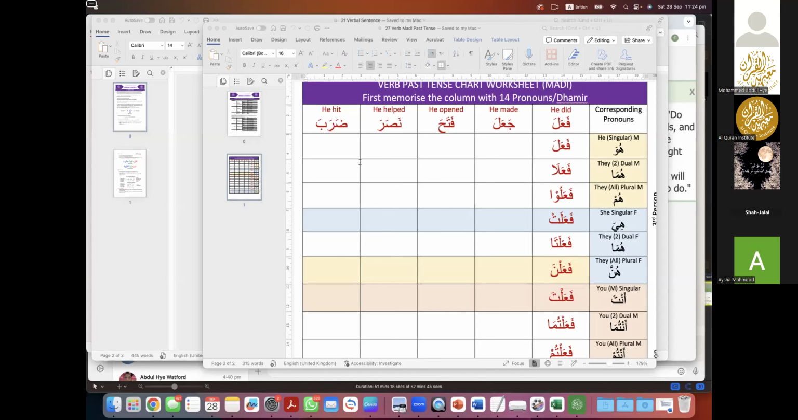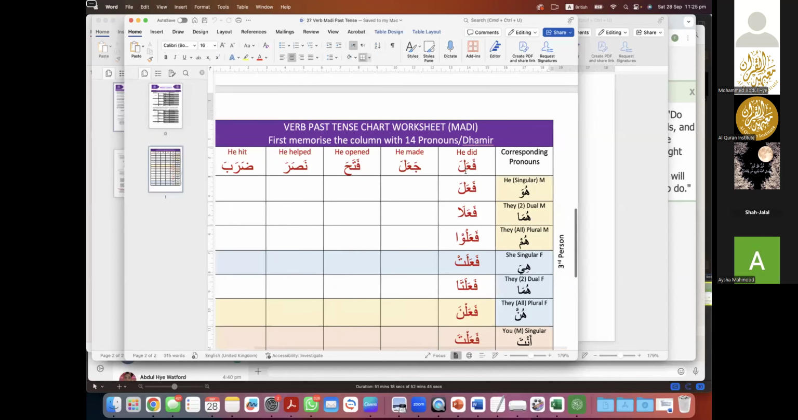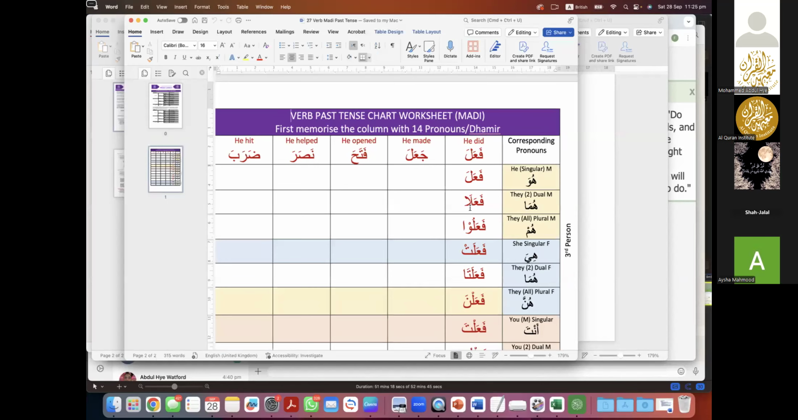Lesson 27. Ustad Rashid, if you could send it to them tonight. Is the chart? I'll do that, yes. Okay, and let me explain the homework, okay?